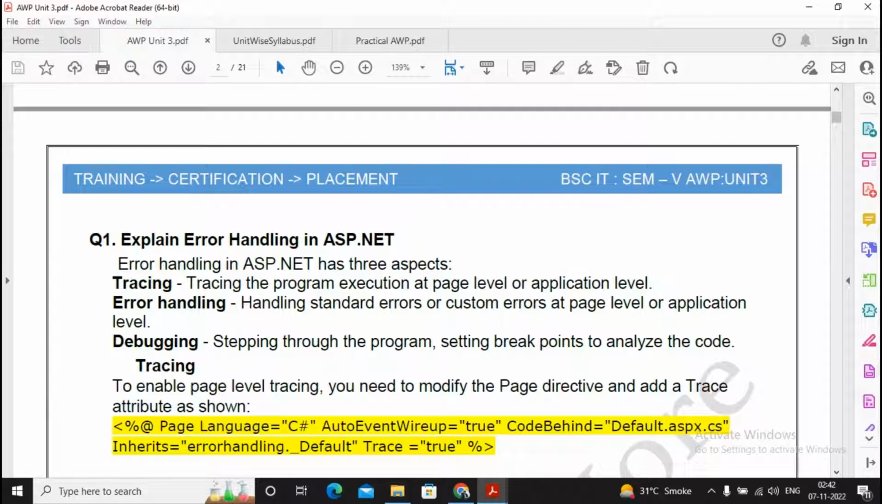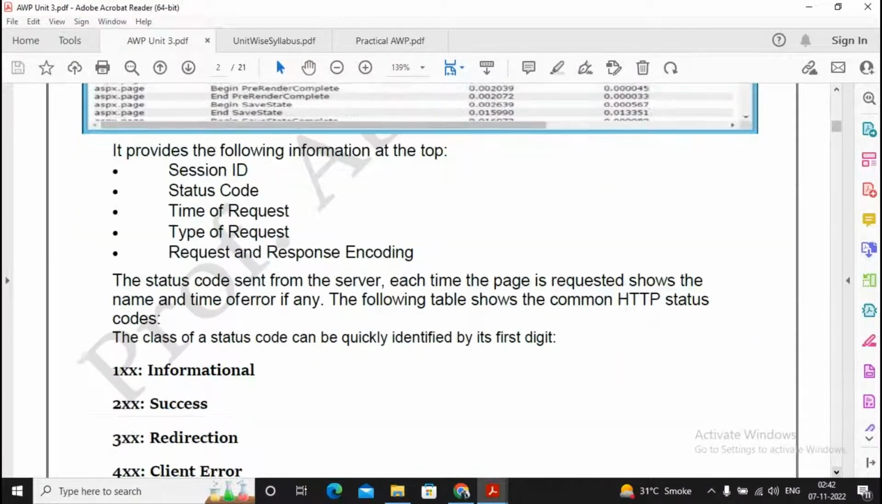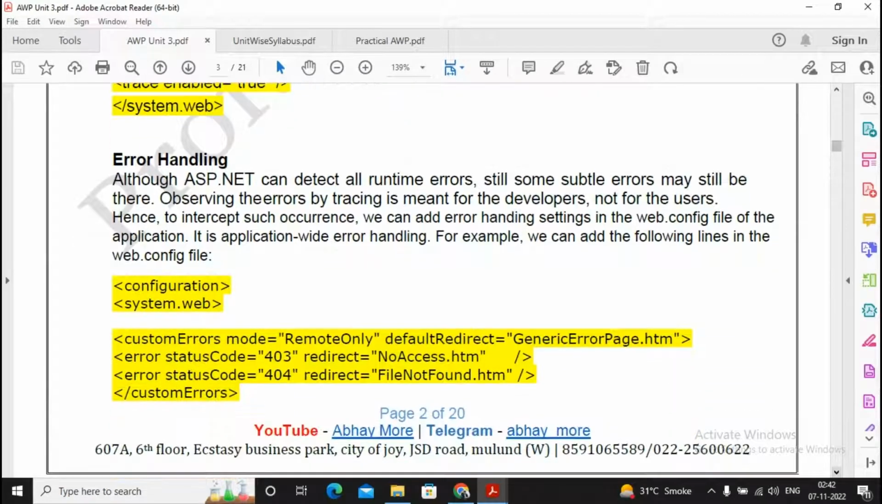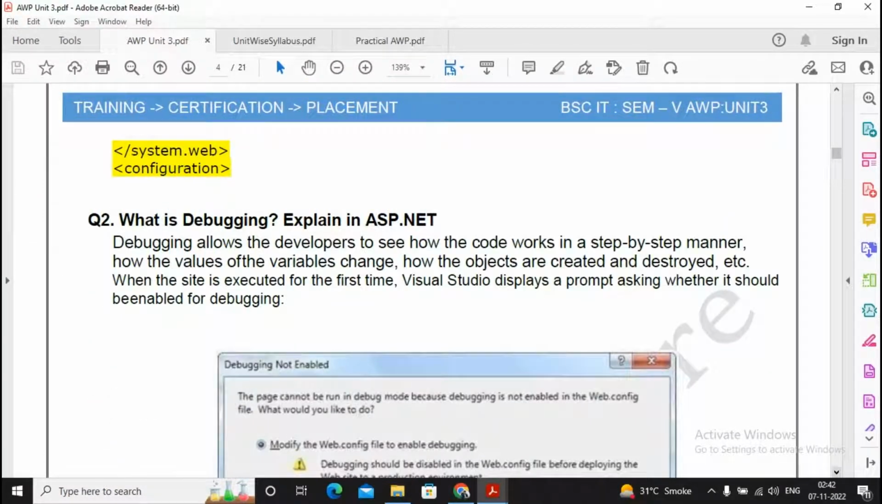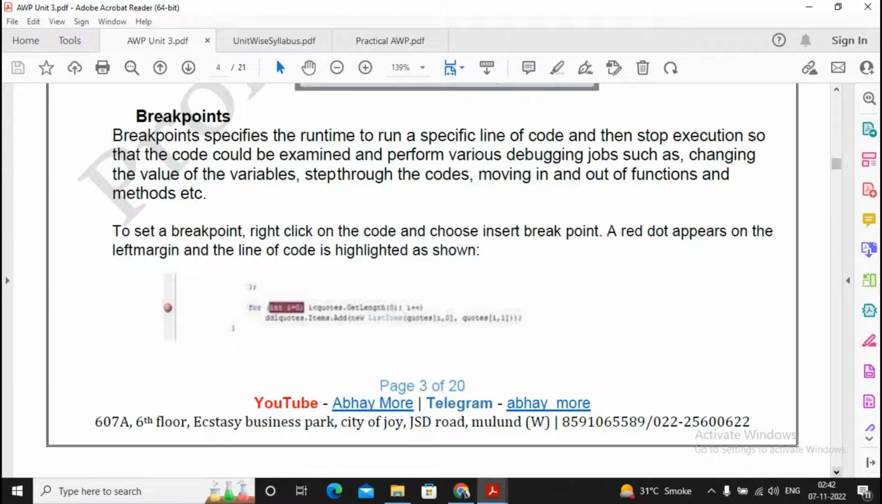The first question is: explain error handling in ASP.NET. You can read it once, along with tracing and all. Do not skip it, read it once, that is more than sufficient. The second question is: what is debugging? Explain in ASP.NET. Read it once.